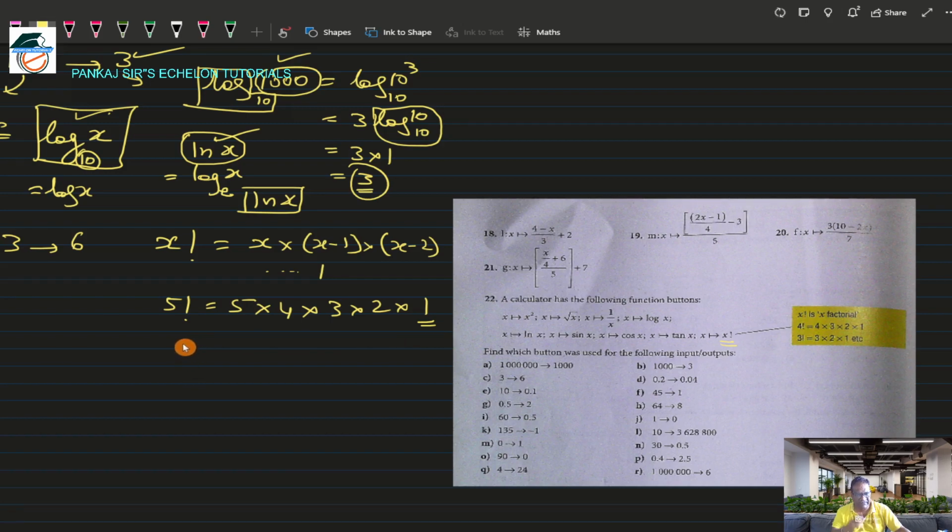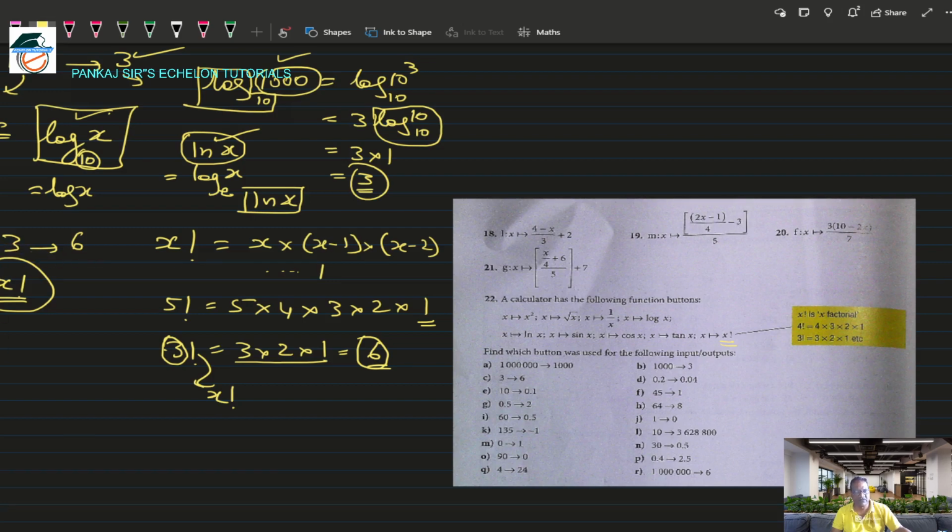Okay. Same way, if you take 3 factorial, it will be 3 into 2 into 1. Right? Now if you work out this 3 into 2 into 1, it will be 6. Okay. So your input is 3, your output is 6, and this is your function, that is factorial. X factorial is your function. So when will your input be 3 and the output be 6? It will be only when you press the function x factorial. The answer is x factorial. So on the calculator, when you press this particular button, and if you put the input as 3, the answer that you will get will be 6.